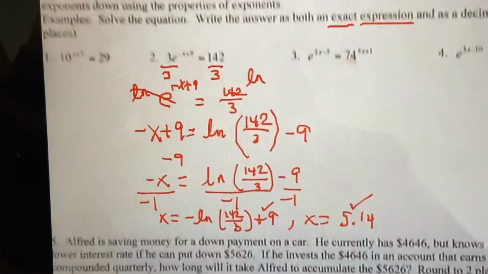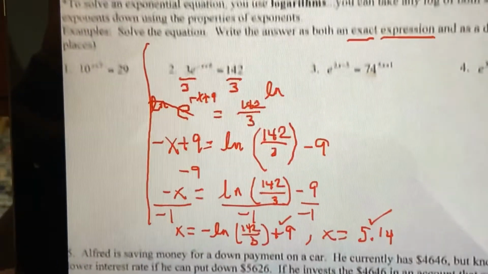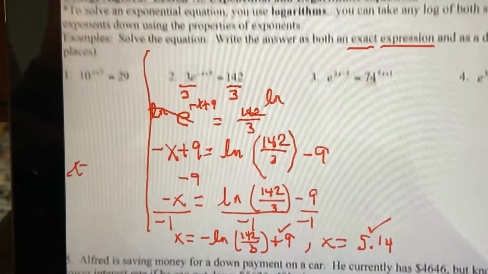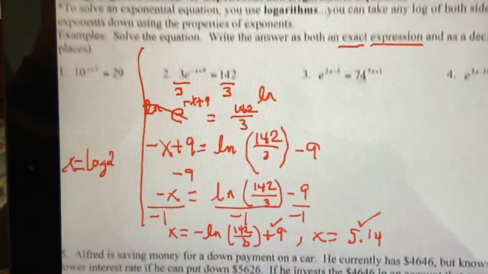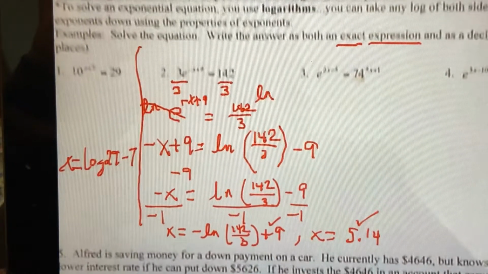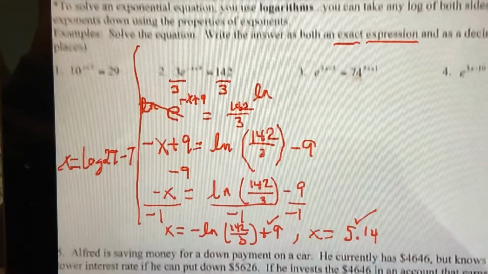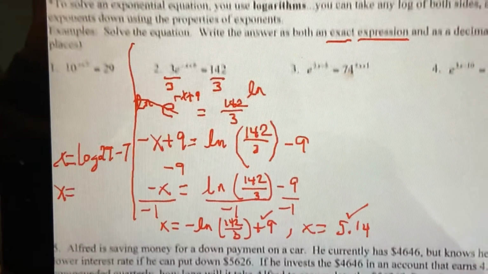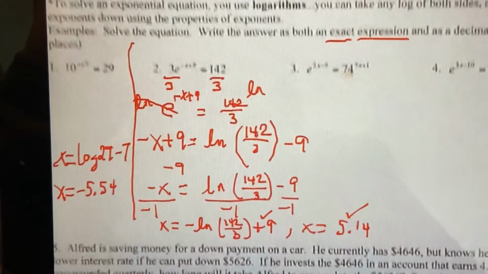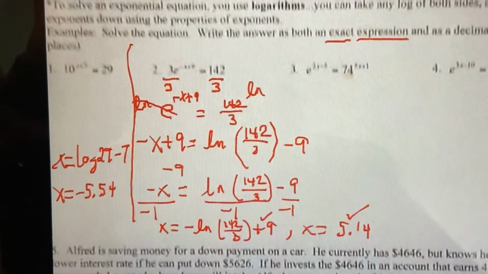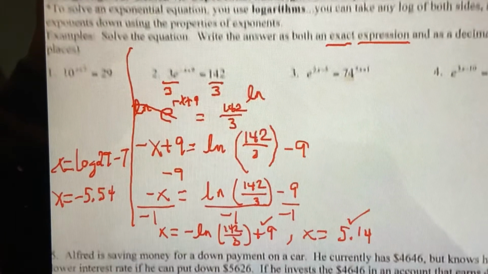All right, so backing up to the first one, number 1, remember when I got to this step here, x equals, and log of 29 minus 7, before I put that into my calculator, that is the exact expression. And then when I put it into the calculator, remember me getting negative 5.54, that is the decimal expression. Okay, and so they wanted in that notation both of those.